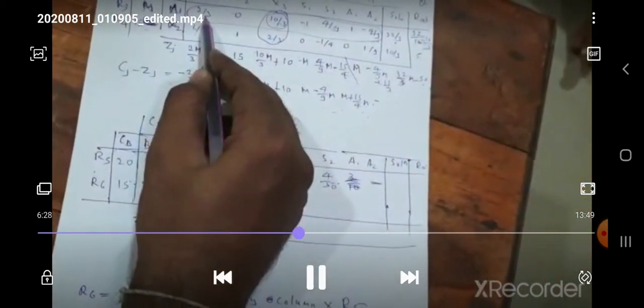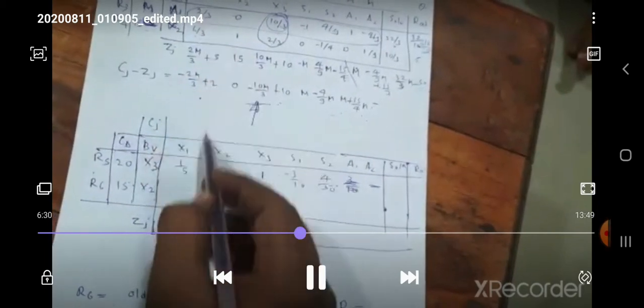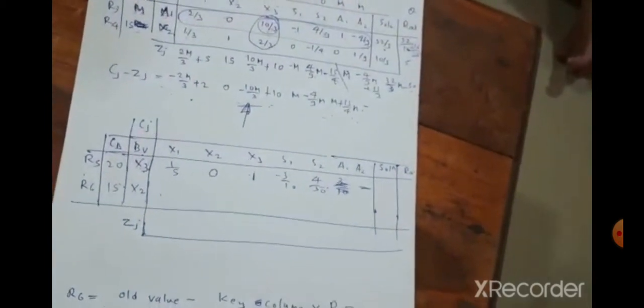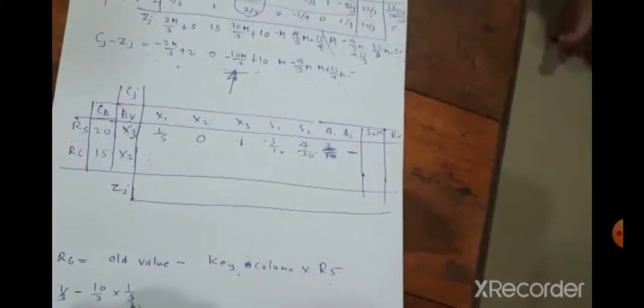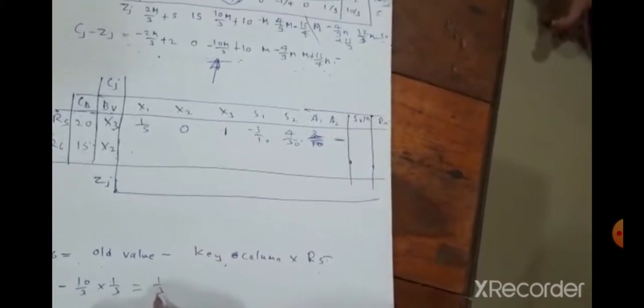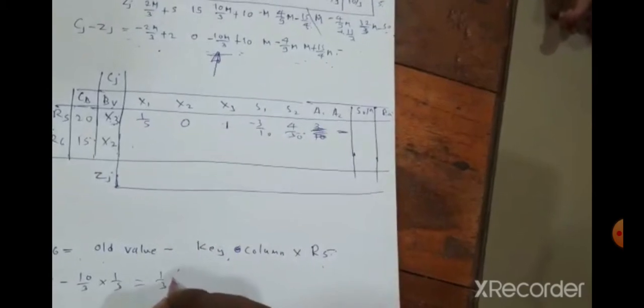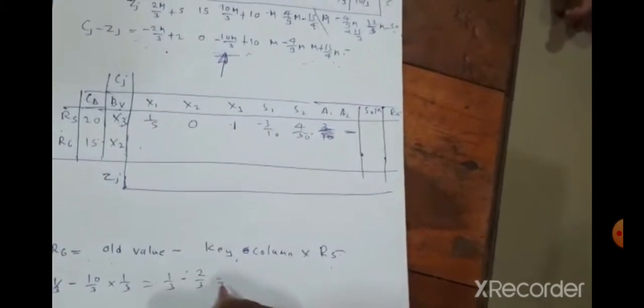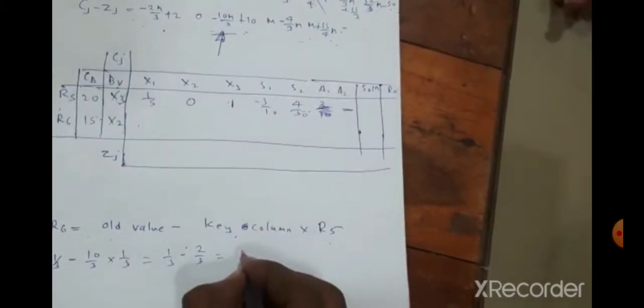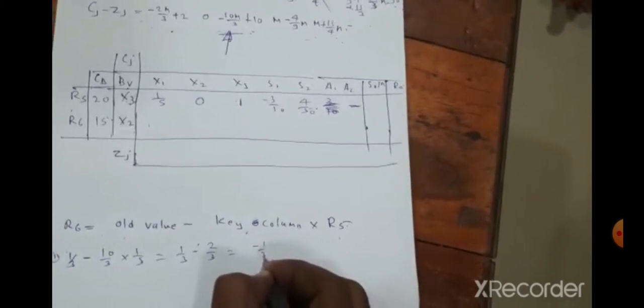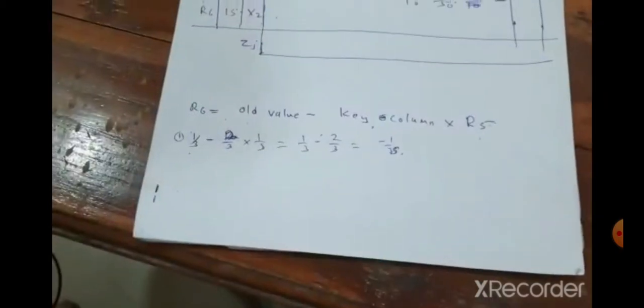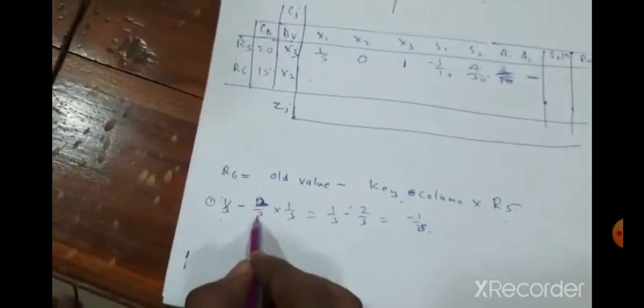Now you find out the R6 row values. You know how to find them. The formula you know already: old value minus key column into R5. So the old value is given as 1 by 3, minus key column 10 by 3 into the R5 value, 1 by 5. So you get minus 1 by 5 as the value.